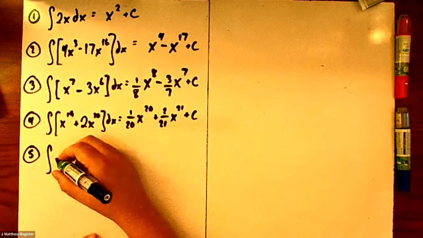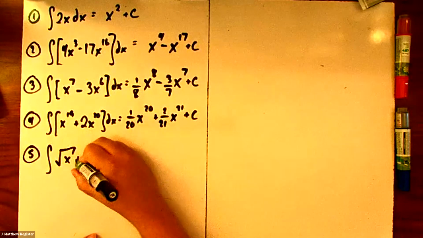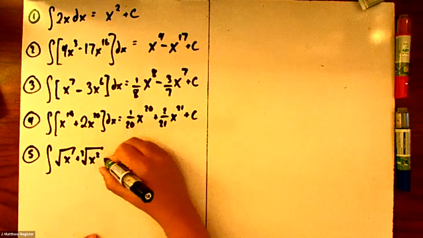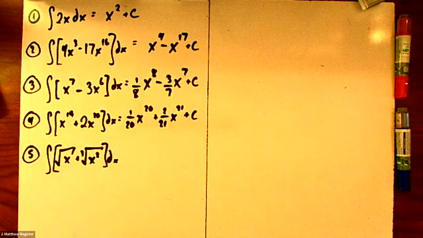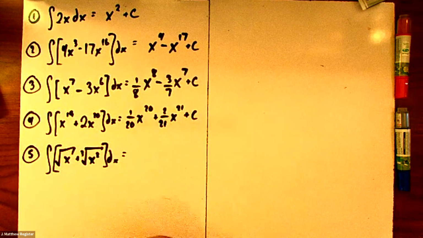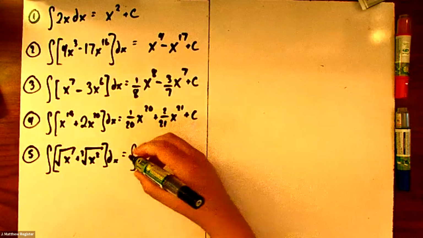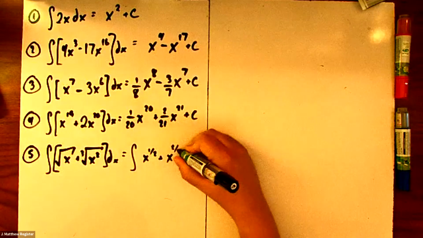Five's trickier. And so the integral of the square root of x plus the cube root of x squared dx. Instead of doing this one directly, what I would recommend is you rewrite this as a fractional exponent. Because if you rewrite these two terms with fractional exponents, you'll be able to just do the antiderivative using the general power rule. And so rewrite this as the integral of x to the 1/2 plus x to the 2/3.